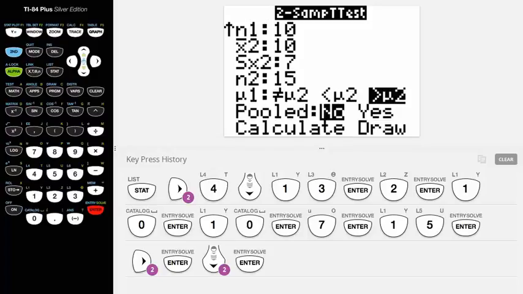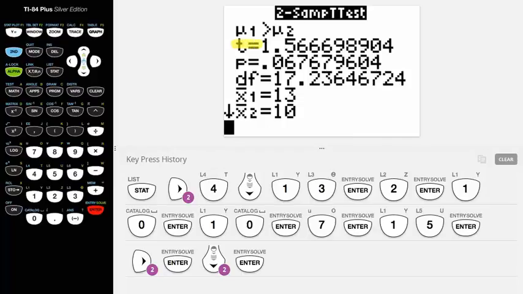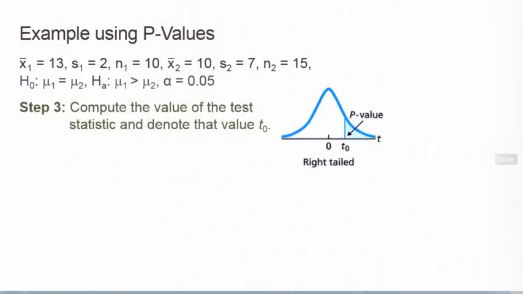Calculate. Enter. We are looking for our t-value, which equals 1.566698904. Rounding to 3 decimal places, the test statistic is t equals 1.567.